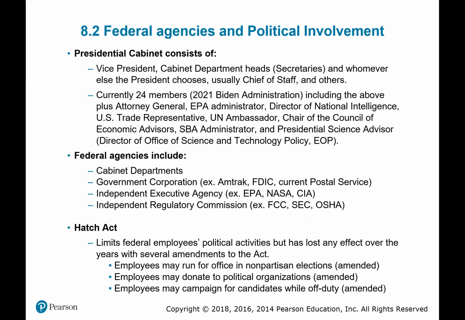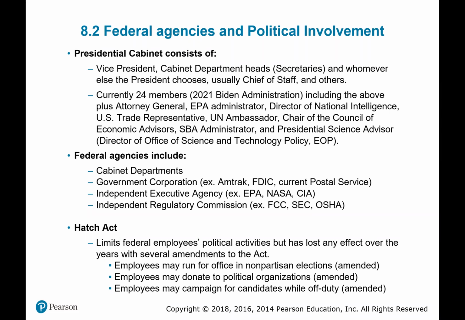The Hatch Act was created to limit federal employees' political activities. However, over the course of time, it's lost a lot of effect. It used to be that pretty much if you worked for the federal government, you could not participate politically. Now, you can, provided it's not during your work or using your office as a vehicle for that promotion. So they can run for office provided it's in nonpartisan elections. And nonpartisan elections, obviously, means it's not a party election, it's just a general election, and parties are not allowed to be listed.